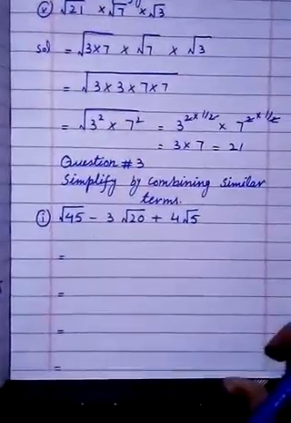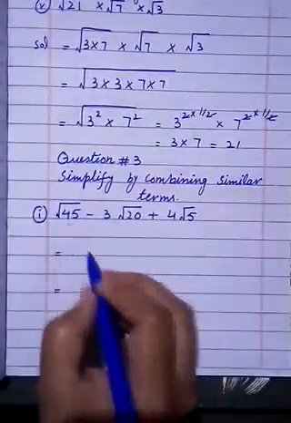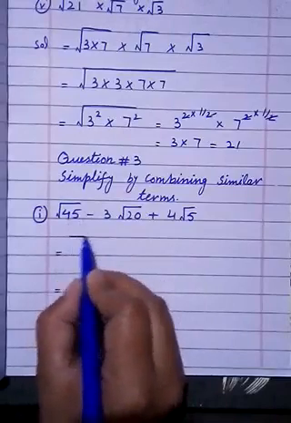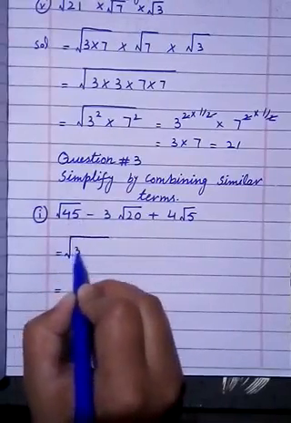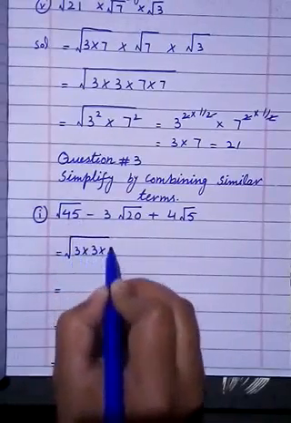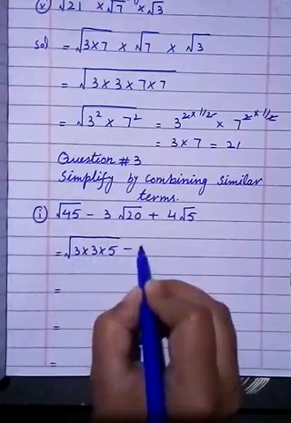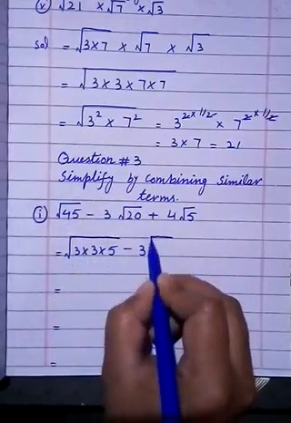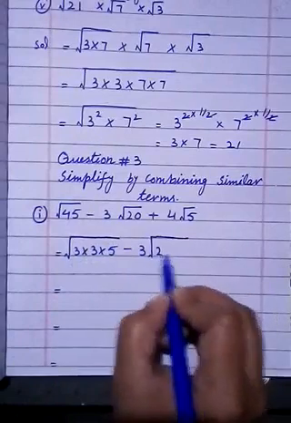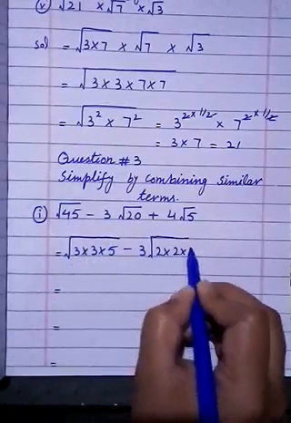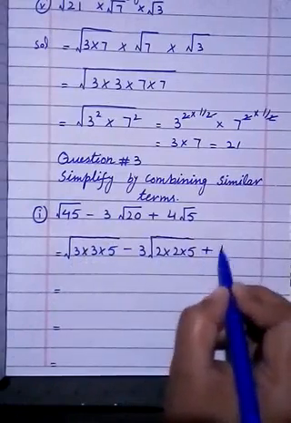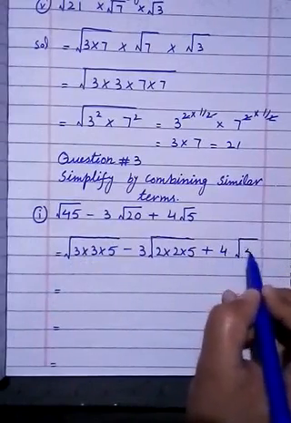Now let's see question number 3. First part, make the factors of 45. I think the factors of 45 will be 3 3 the 9 and 9 5 the 45. Now 3 under root, make the factors of 20. I think 2 2 the 4 and 4 5 the 20. Now plus 4 under root 5 written as it is.